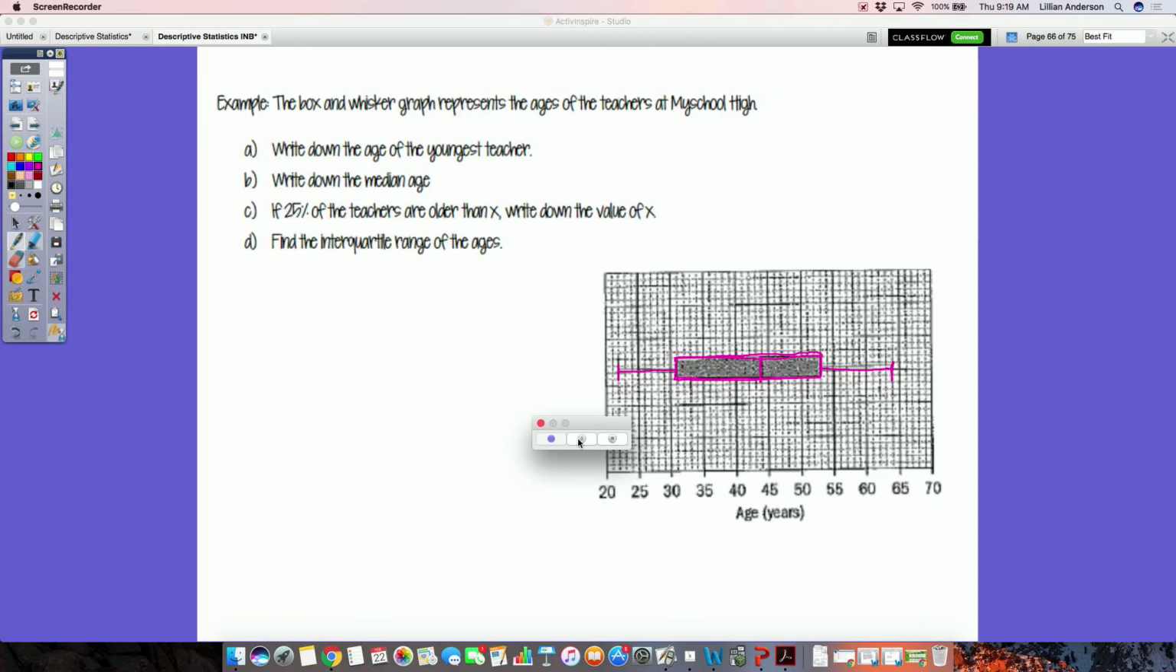So the box and whisker plot represents the ages of teachers at my school. Write down the age of the youngest teacher. I'm going to let you guys do that. Then write down the median age. Both of these pieces of information can be found on that box and whisker.